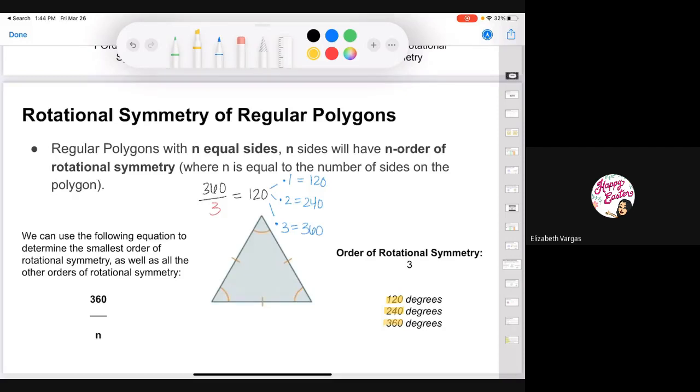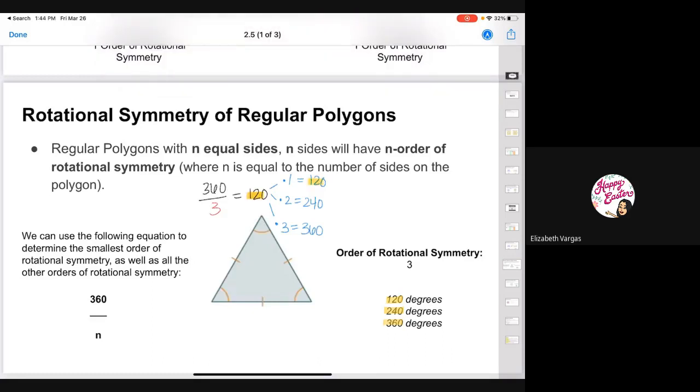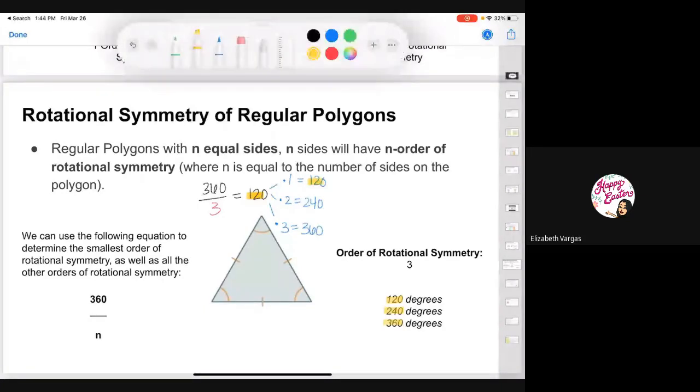And if you were asked, okay, what's the smallest amount that it can map back onto itself? What is the smallest angle of rotational symmetry? Basically, it is what you divide it by, because that is equal to 120 if you multiply that by 1, and that's obviously your smallest angle out of your other 3 angles that we see here. Okay, so the smallest angle of rotational symmetry would be 120 in this instance. The largest, 360. Okay, any questions about this? And we'll look at a little bit more of an example.